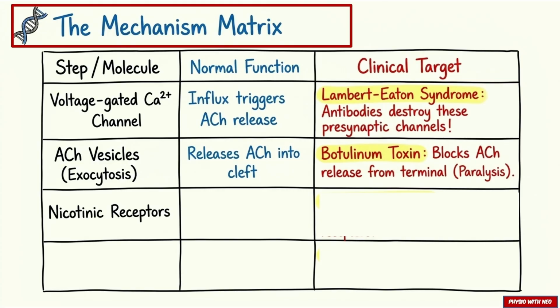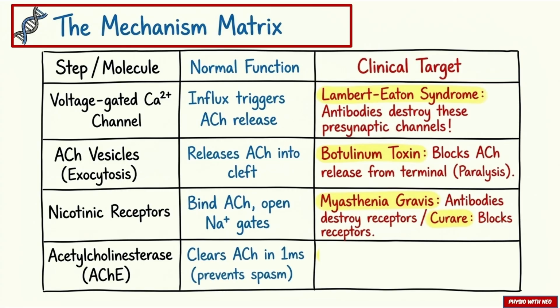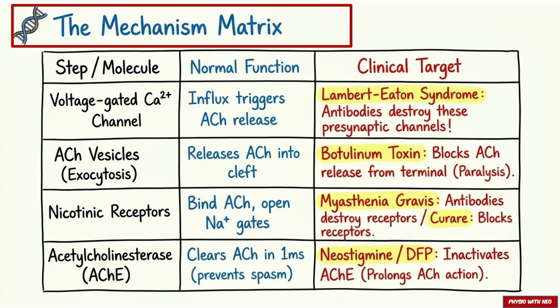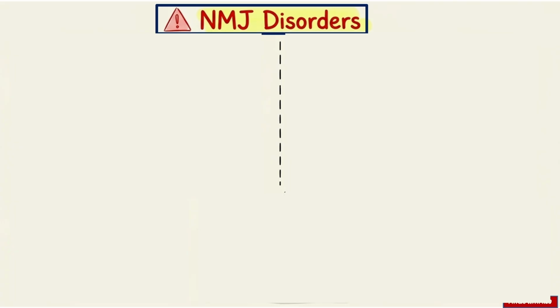Then the nicotinic receptors. These are where the acetylcholine binds and opens the sodium gates. The myasthenia gravis antibodies destroy these receptors, whereas curare blocks these receptors. And finally, acetylcholinesterase. It clears the acetylcholine in 1 millisecond, which prevents spasm. Drugs like neostigmine and DFP inactivate acetylcholinesterase and prolong acetylcholine action. Think of this table as a master key to the entire chapter. This comparison is one of the most frequently asked university questions.